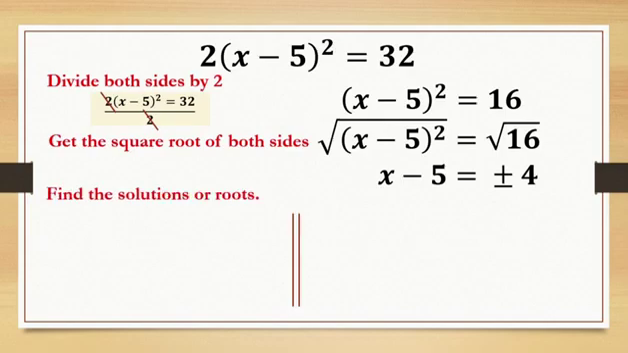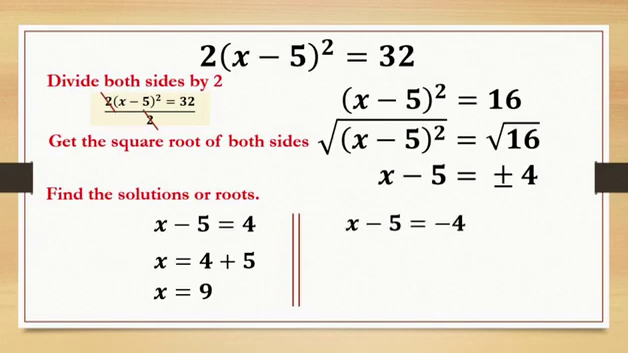Since the 4 may be positive or negative, we will have two equations. The first equation is x minus 5 is equal to 4. We will solve for x, so that becomes x is equal to 4 plus 5. Therefore, x is equal to 9. This is our first root or solution.